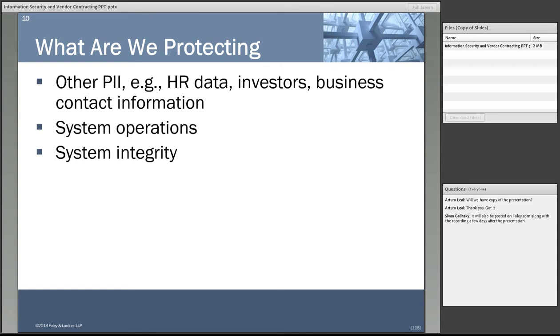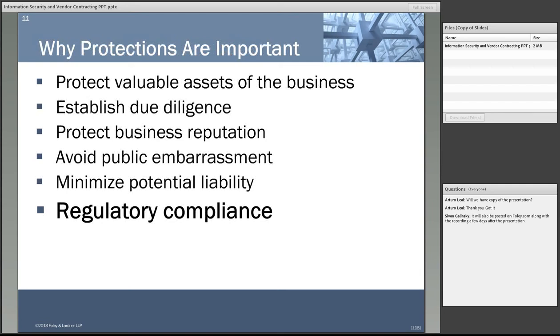Now, why are these protections important? Clearly to protect valuable assets of the business. Intellectual property, data may be the most valuable assets a business has. You also want to be able to establish that the business has acted diligently in protecting information and data. And this is a key point.